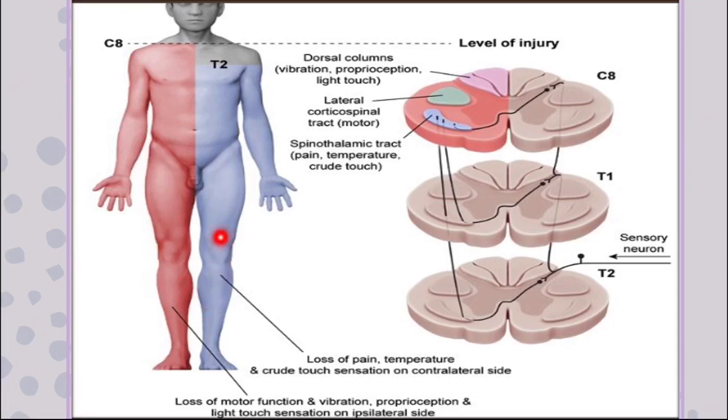And what will happen to the opposite side? There will be loss of pain, temperature and crude touch on the contralateral side. Why? Because these pathways cross over to the opposite side, so on the side opposite to the lesion they will get affected.